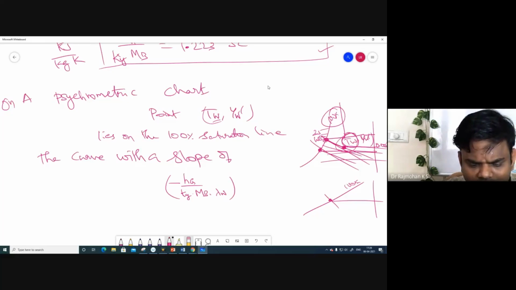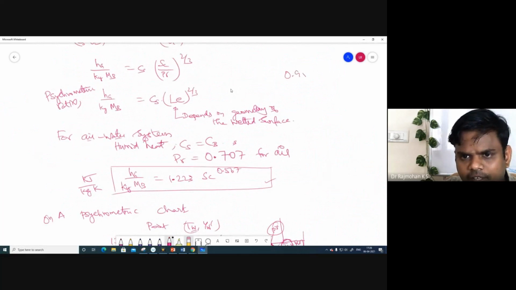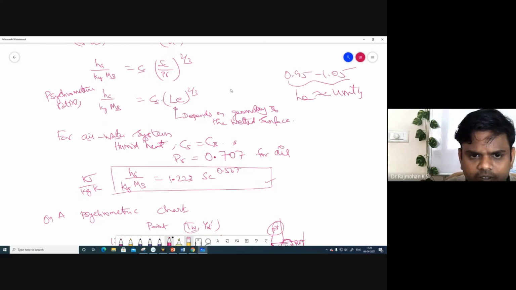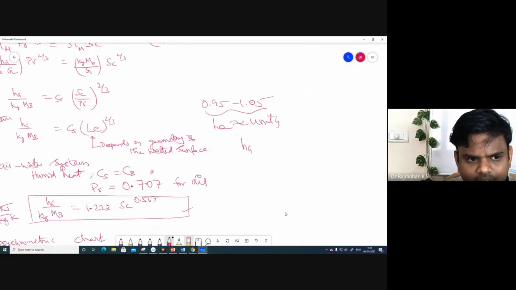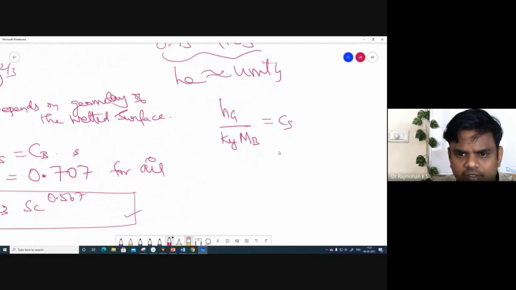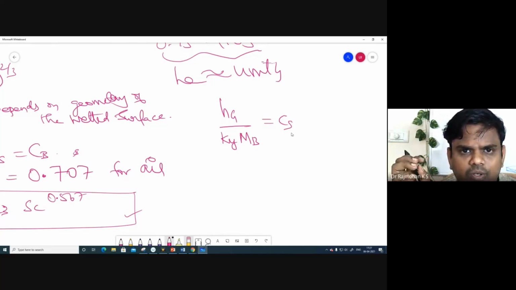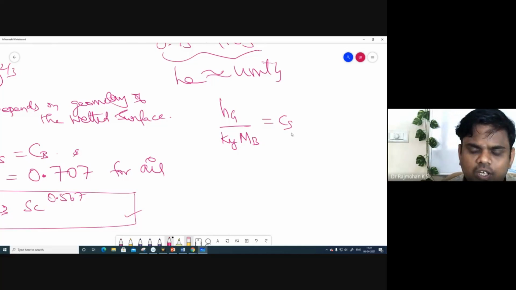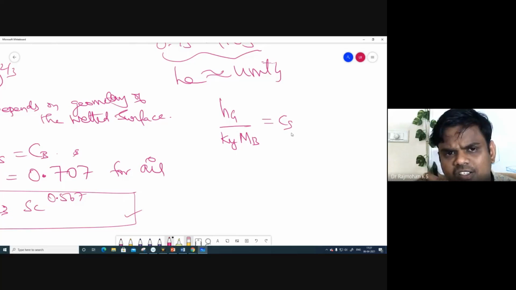And there is another point for the air water system. This Lewis number is almost equal to 1. You can say it lies between 0.95 and 1.05, so it can be taken as unity. In that case, this term becomes 1, right? Lewis number is 1 means we have Hg by ky mb is equal to Cs. What does it mean? This is your humid heat. So the adiabatic line and the wet bulb temperature lines are identical when the Lewis number is equal to 1. That is the point we try to identify here. For the air and water vapor system, the Lewis number is equal to 1, which means that our psychrometric ratio line is nothing but a wet bulb temperature line.